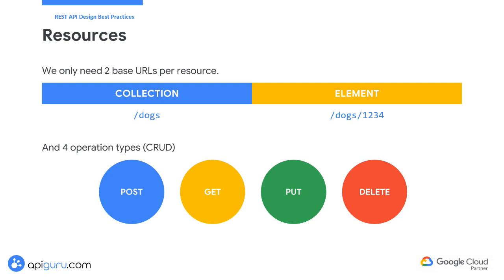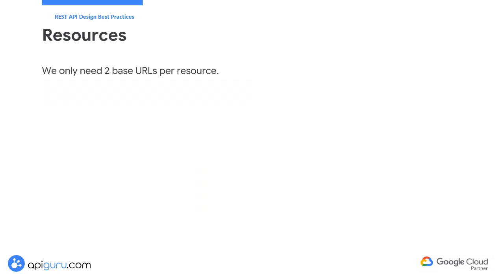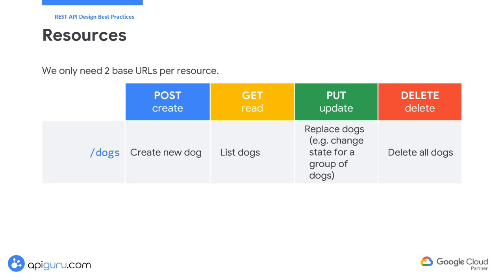A resource can be categorized as a collection or an individual element. For instance, a collection represents a group of elements such as a collection of dogs, while an element refers to a specific dog. Let me give you an example. We can add a new dog to the list using the POST method with the collection /dogs. When we use the GET method on the same collection, we retrieve a complete list of dogs. The PUT method allows us to update the list, while the DELETE method removes all dogs from the collection.